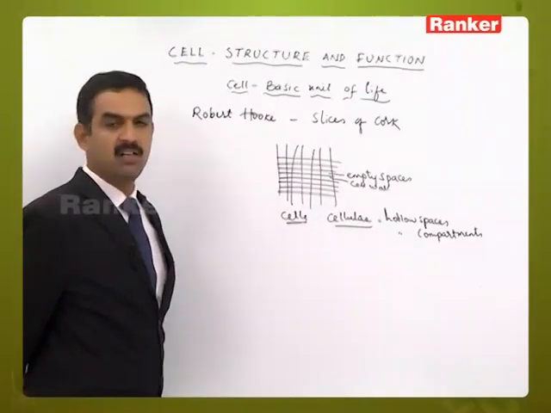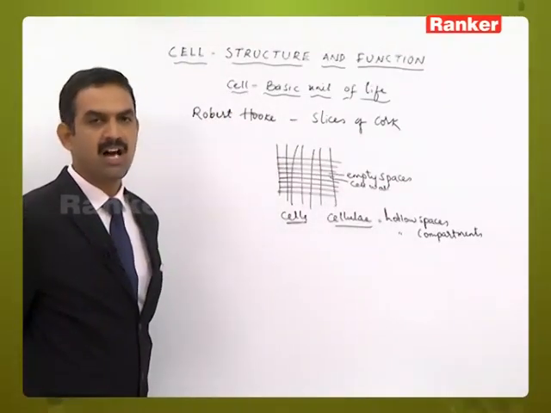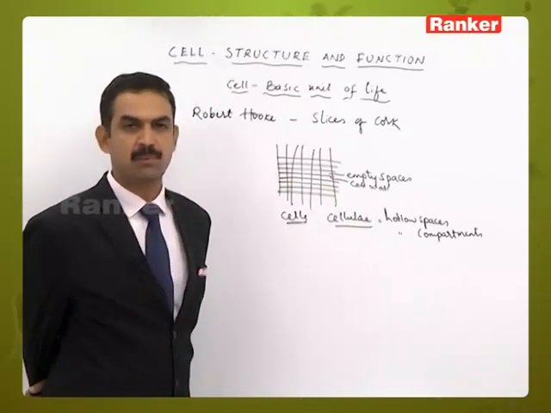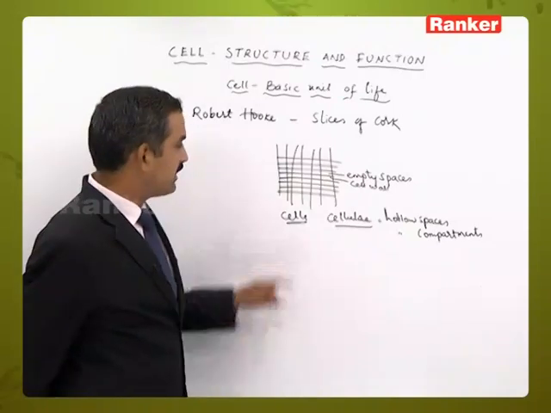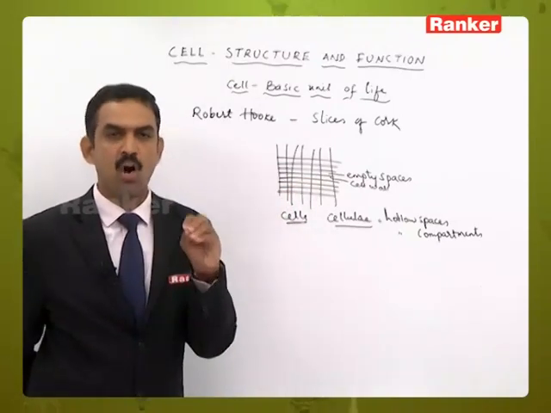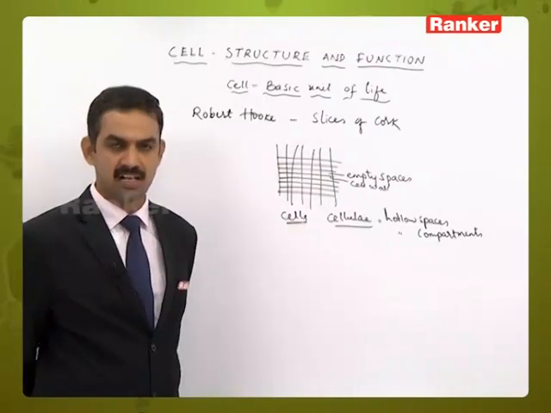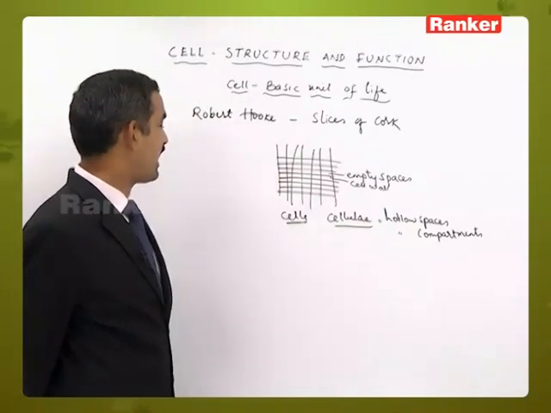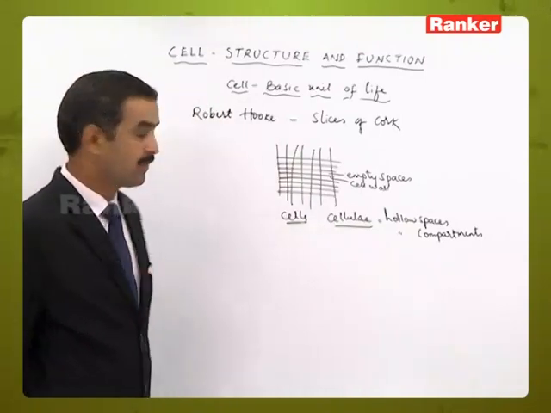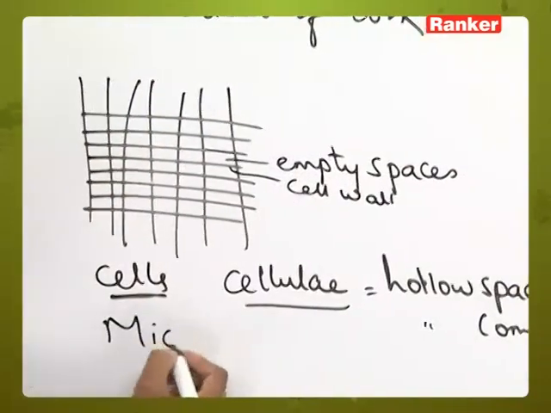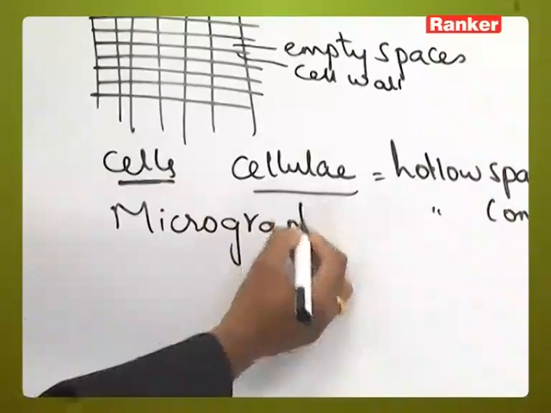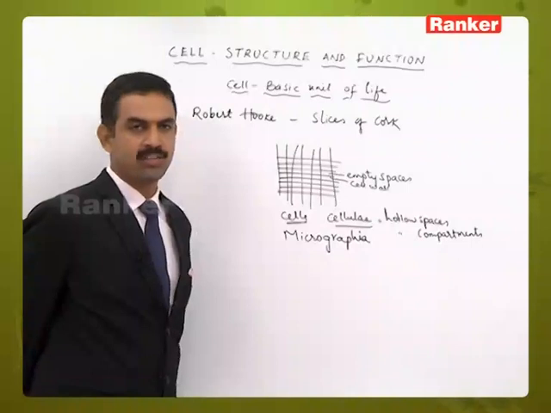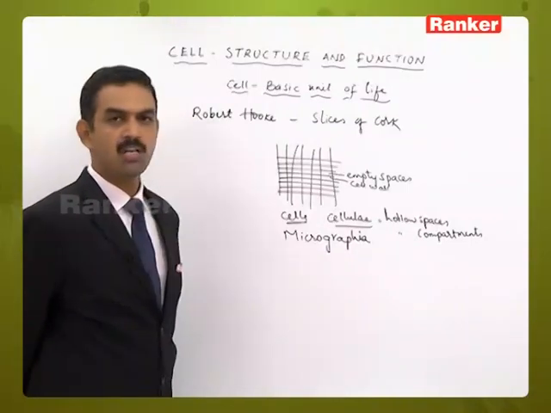This was the structure separating one cell from the other, one empty space from the other empty space. Actually this empty space is formed because of the removal or loss of protoplasm from the cell. When the protoplasm was lost, that space became empty. That was the structure observed by Robert Hooke. This discovery was written in a book called Micrographia, written by Robert Hooke.